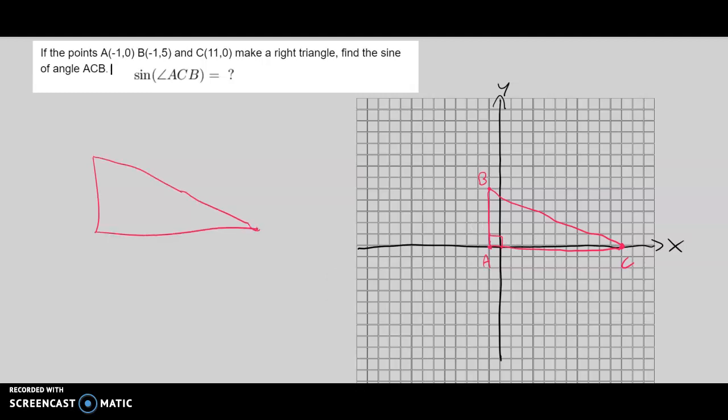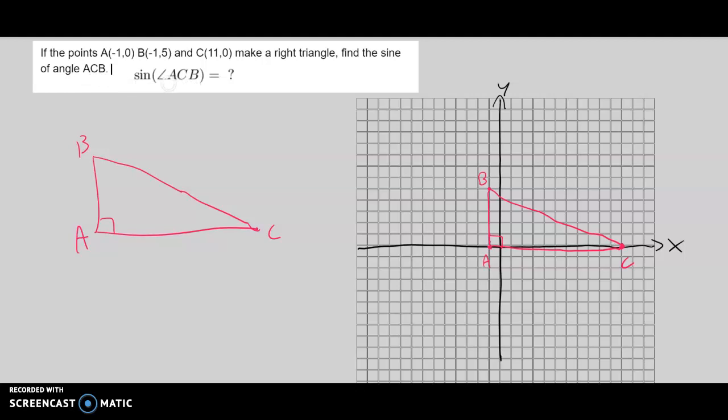All right, I know it's a right triangle. This is point B, point A, and point C. And so what they're asking me for is the sine of angle ACB. And so this is what I think some people got confused on.